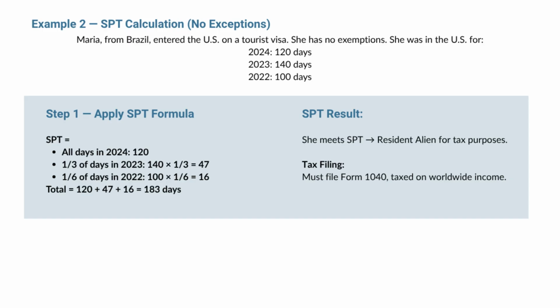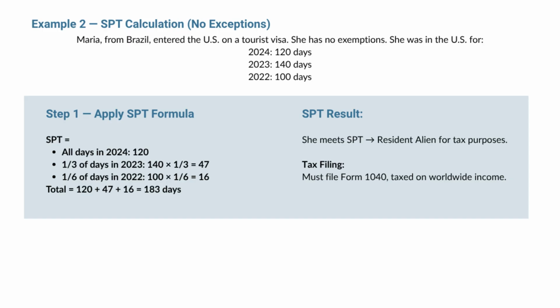Step 1. Apply the SPT formula. SPT is equal to all days in 2024, 120, plus 1/3 of days in 2023, 140 times 1 divided by 3 equals 47, plus 1/6 of days in 2022, 100 times 1 divided by 6 equals 16.